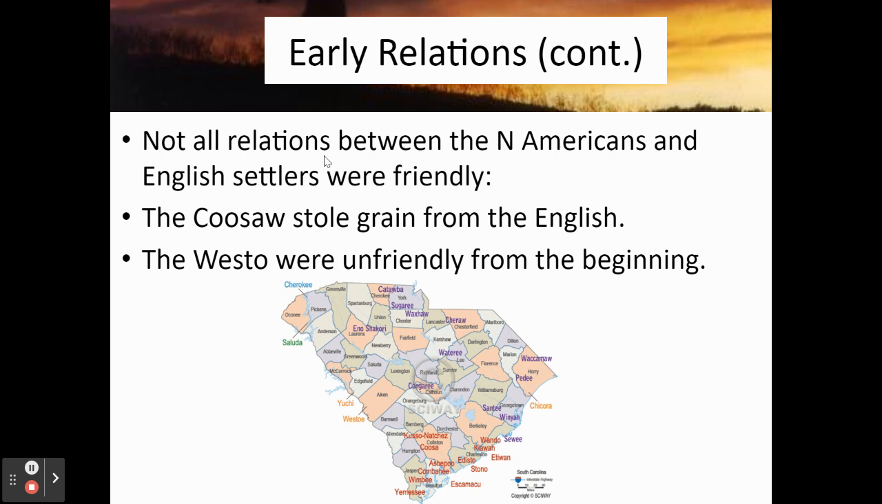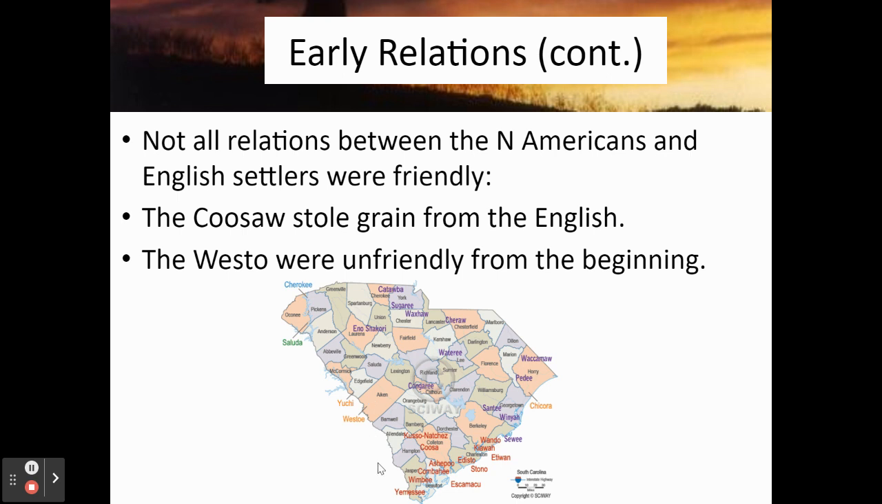Whereas Europeans tended to industrialize things and try to clear out a big, huge field and cut down a bunch of trees and plant all sorts of stuff and then sell it and make money. And so that wasn't 100% compatible with the Native Americans, and it began to kind of encroach on their land. So you end up with a few different things that ended up happening, like the Coosaw stole grain from the English, and this started a little spat between the two of them, and it gets unfriendly. And the Westo were unfriendly from the beginning because they just didn't too much care for these new funny looking fellows showing up on their turf.